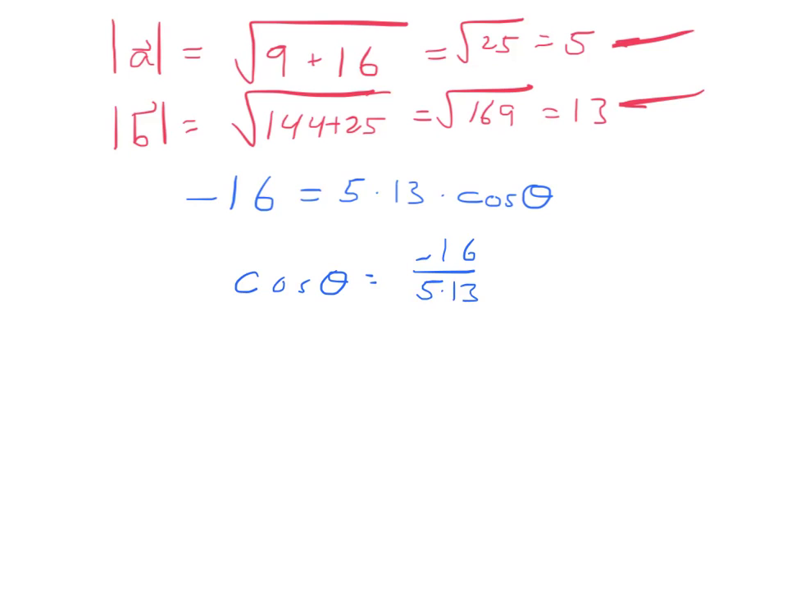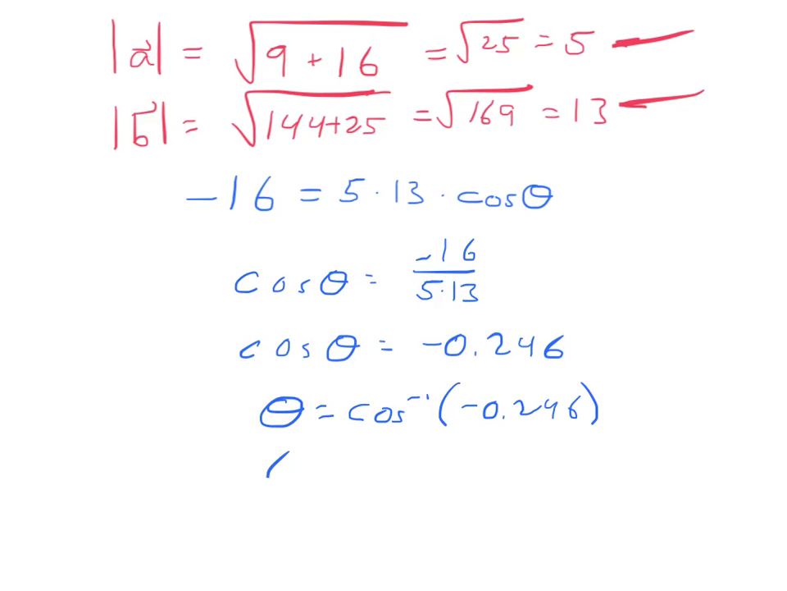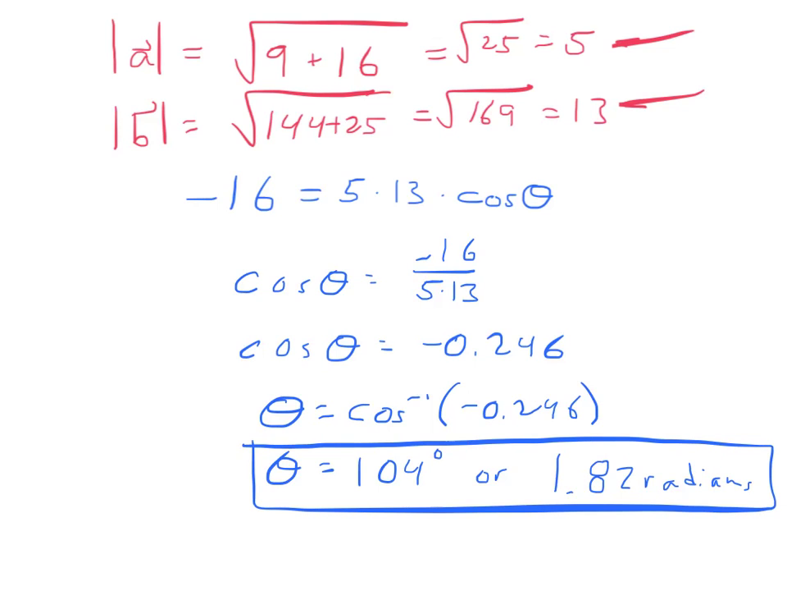If we plug this into the calculator, let's see what we end up with. I got that the cosine of the angle is negative 0.246. Then I did inverse cosine. By the way, when you do this, don't forget that the denominator has to be in parentheses when you punch it into the calculator. I'll do the inverse cosine of that, and I end up with 104 degrees, or 1.82 radians. Those are the two answers that would be acceptable. That's the angle between those two vectors.